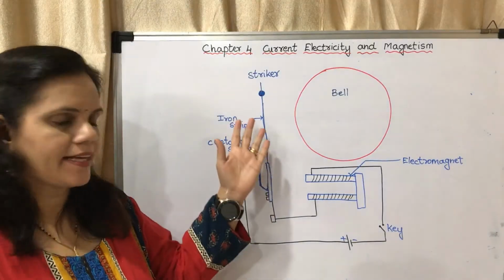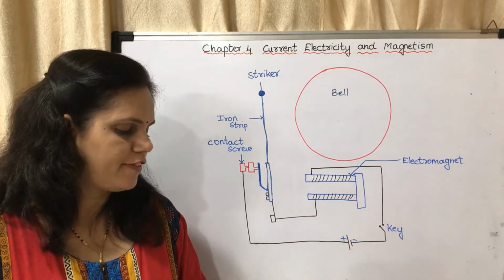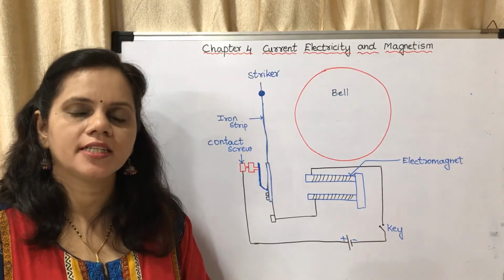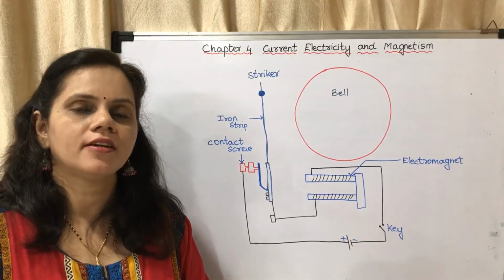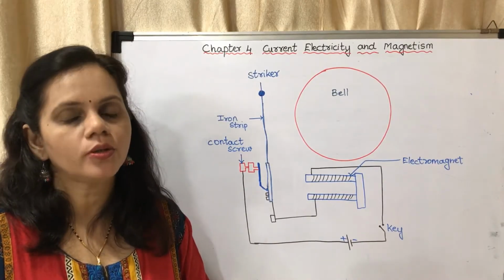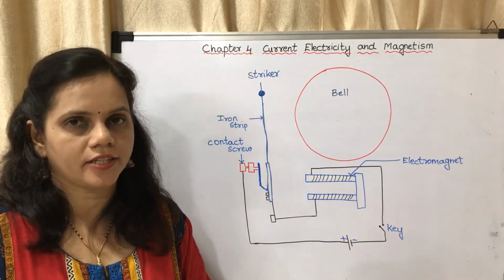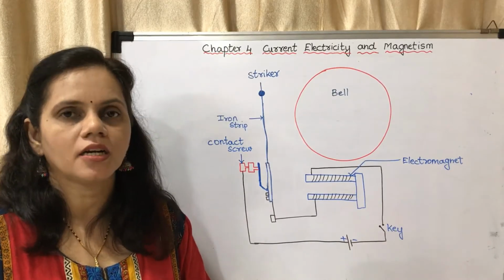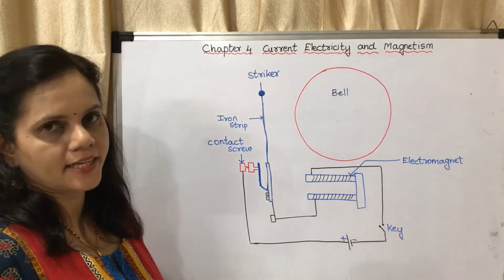I have drawn the diagram on the board. It is in the textbook on page number 27, figure 4.8. This diagram is asked. You have to learn the diagram and the working also. The question is there in the exercise also. You have to learn it. It is a 5-mark question. Now we will see what is the working.